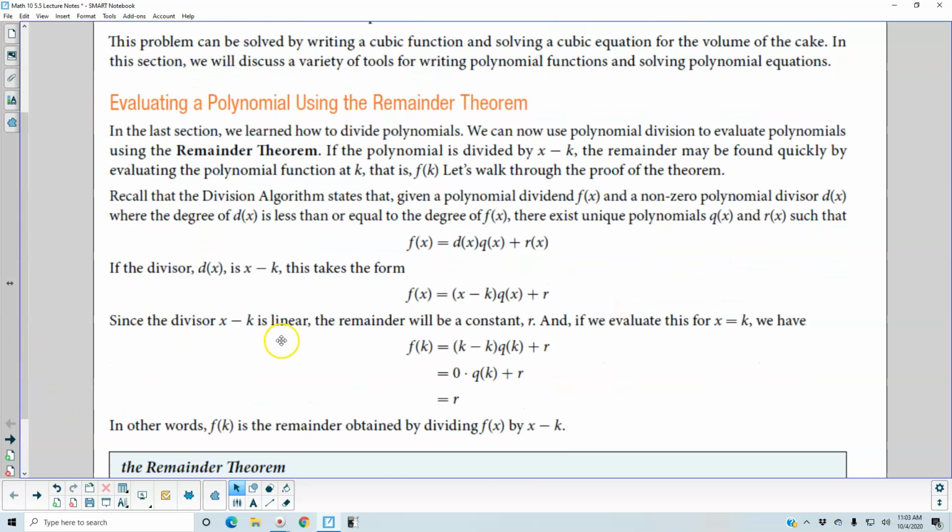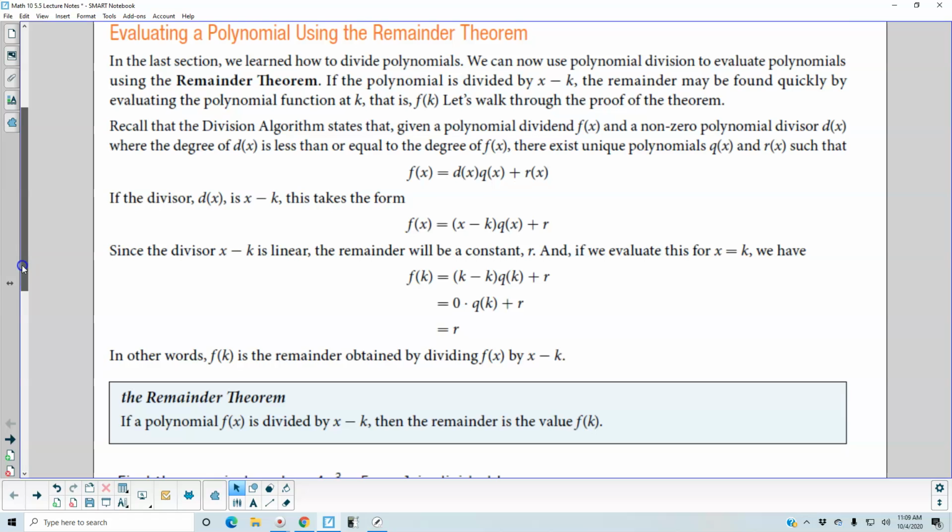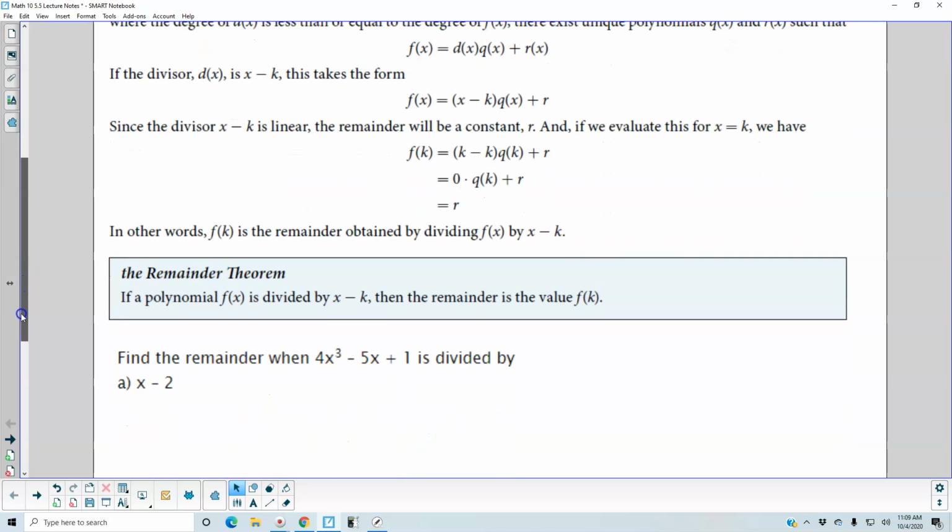Since the divisor x minus k is linear, the remainder will be constant, which is r. And if we evaluate this for x equal to k, then we would have the following. f of k is going to equal k minus k, which is 0, times the quotient, plus r, so we are left with the remainder r. So in other words, f of k is the remainder obtained by dividing f of x by x minus k. The remainder theorem: if a polynomial f of x is divided by x minus k, then the remainder is the value f of k. So let's take a look at a few examples on how we would find the remainder.